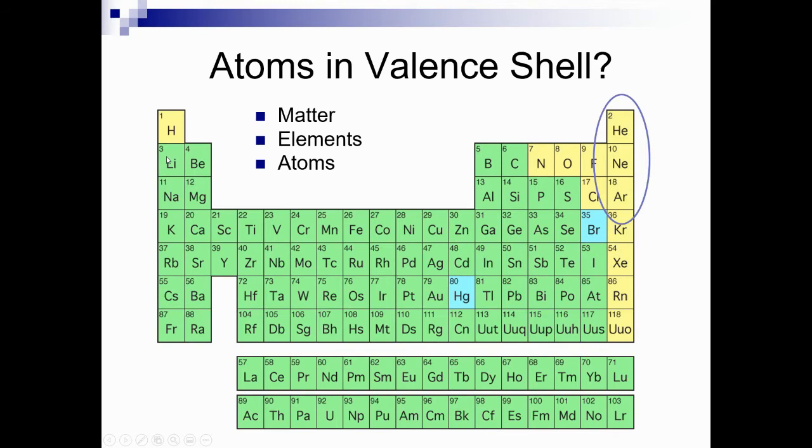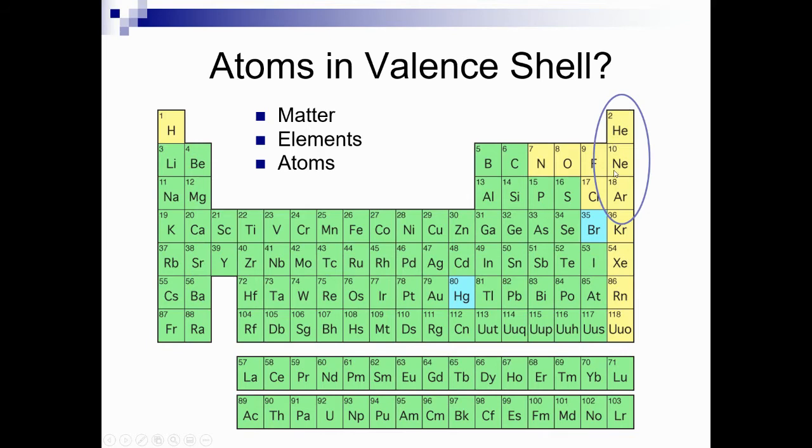Lithium, 3, has 2 and then 1 on the outside. Beryllium has 4, so it has 2 in the first shell, 2 in the second. Boron has 2 in the first shell, 3 in the second. 2 and 4, 2 and 5, 2 and 6, 2 and 7. Ooh, neon has 10. It's full.